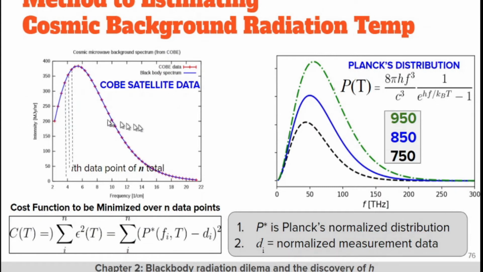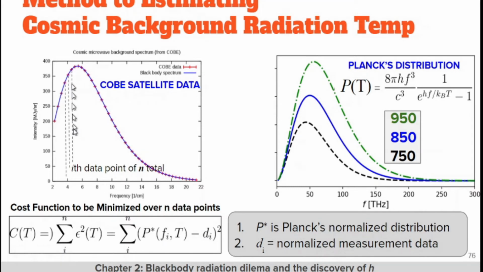All right. In total, there are n data points measured along the frequency axis, and we have the ith data point. If you look down here to the lower left, we're defining what we're calling a cost function, which is what we want to minimize. This cost function is the sum over all of these data points, so there are n total data points across the frequency axis. We sum what I label here as epsilon, which are just differences or errors between the normalized Planck's function and the data point of the measurement.